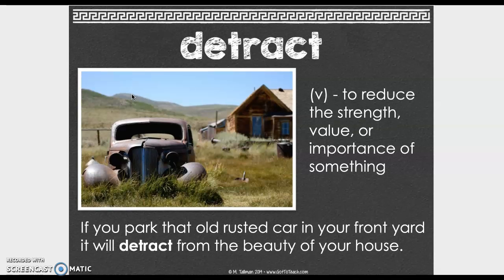Your next word is detract. Detract is a verb. Detract means to reduce the strength, value, or importance of something. If you park that old, rusted car in your front yard, it will detract from the beauty of your house. Detract.